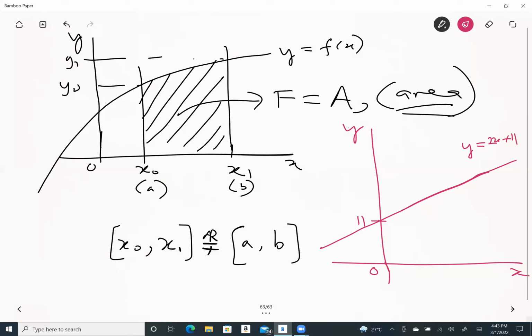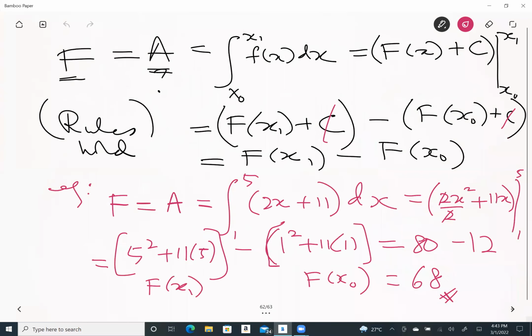Just sketch the line. Now, you want to find the definite integral from x equal to 1 up to x equal to 5. So what is the definite integral? It's the area under the line. So the area under the line is the definite integral of the curve 2x plus 11 from 1 to 5. And that is the area. So what is the number that we get? You get 68. 68 is the area.